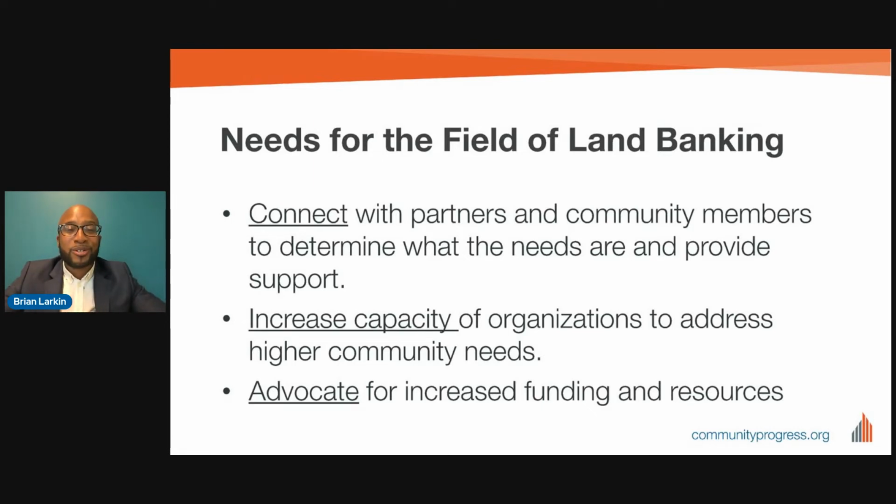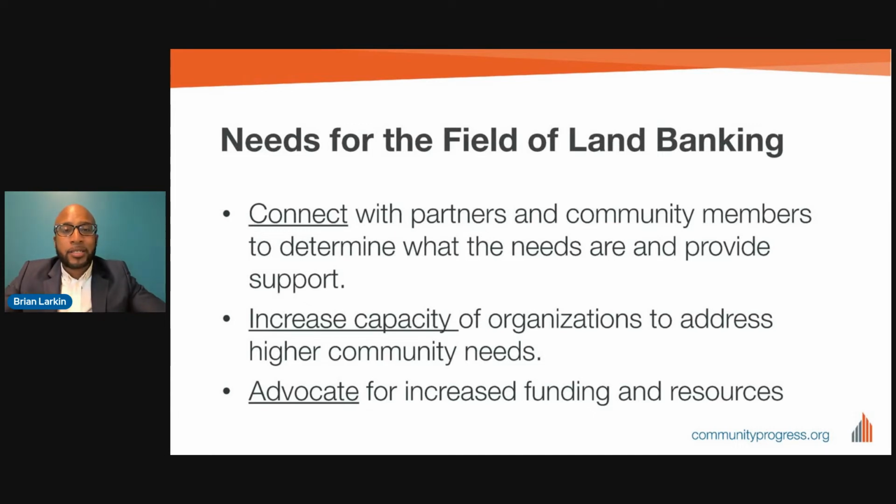Because this field is so new. We're talking about since 2008, 80% of these land banks have begun. So as a result, we are building a professional network that is learning as it's going, that is identifying best practices to share across, but also learning from each other, learning from those who are ahead and behind. And so the National Land Bank Network is stepping in to serve in that role to facilitate this work, to connect partners, help land banks connect with partners and community members to determine what their needs are and to provide support, to help them increase their capacity, and to help advocate for increased funding and resources.